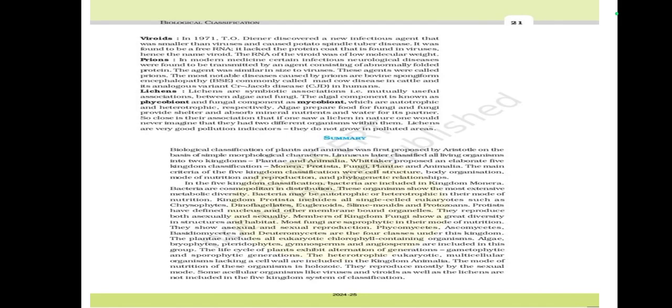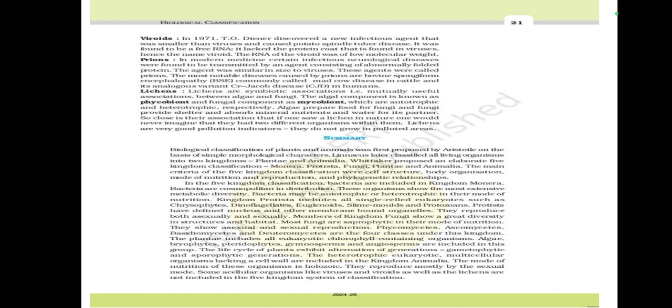Viroids. In 1971, T.O. Diener discovered a new infectious agent that was smaller than the viruses and caused potato spindle tuber disease. It was found to be a free RNA. It lacked the protein coat that is found in viruses, hence the name viroid. The RNA of the viroid was also of low molecular weight.